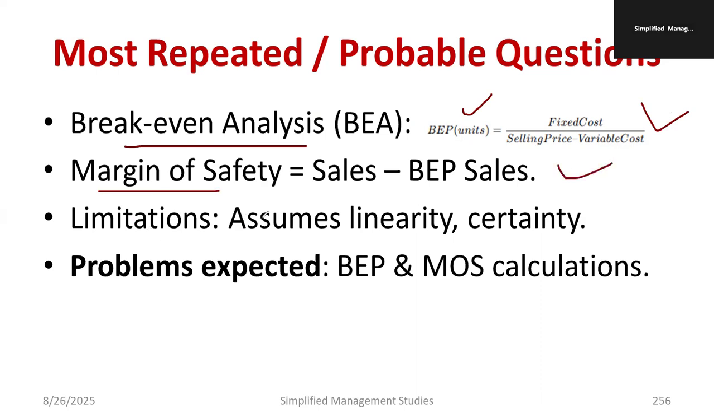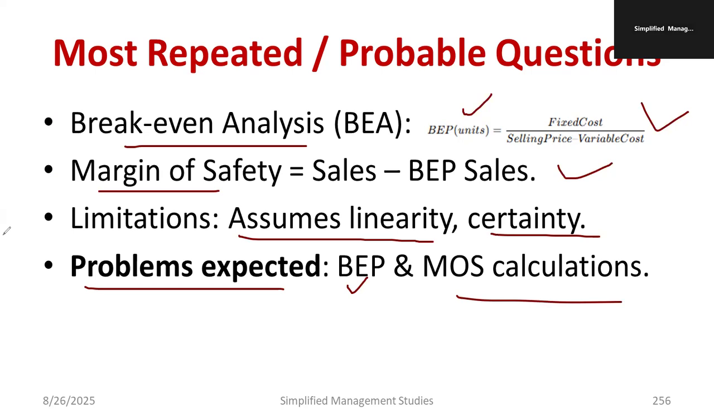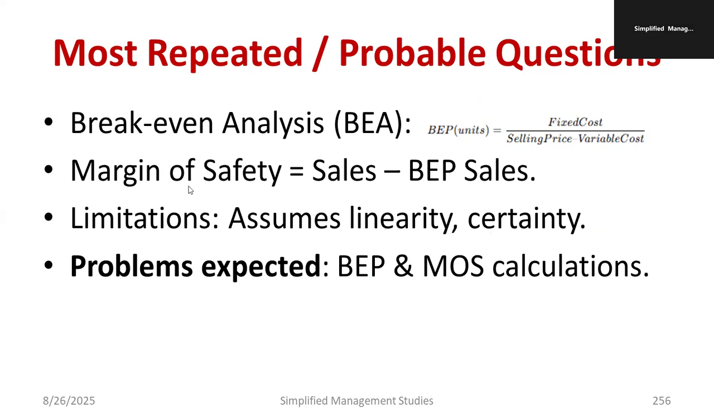The drawback of this method is that every time we have to focus on a linear function, like consideration of certainty. Okay. So every time we never talk about uncertainty. If any uncertainty comes, we cannot follow this principle. Expected problem: calculation of BEP, which uses a formula, and MOS calculation. So these are the important calculations you are supposed to remember.